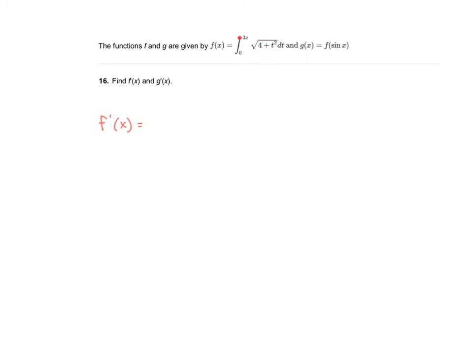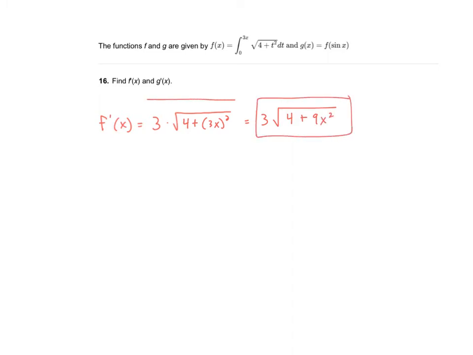What you'll do is take the derivative of the top limit and then multiply that by whatever you get when you plug the top limit in for the variable in here. So we'll plug 3x in for t there, like that. Then technically you would subtract and do the same thing, but the derivative of the bottom is 0 times whatever, so that'll just be 0. And so that's it. That's f prime of x. You could have simplified it if you want, like that. Either one of these would be acceptable.